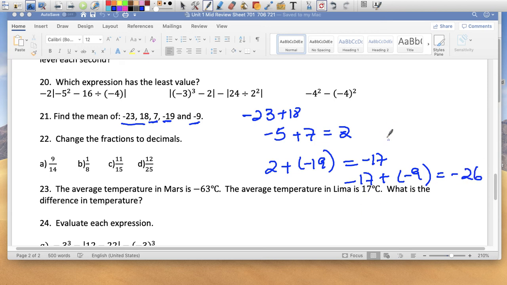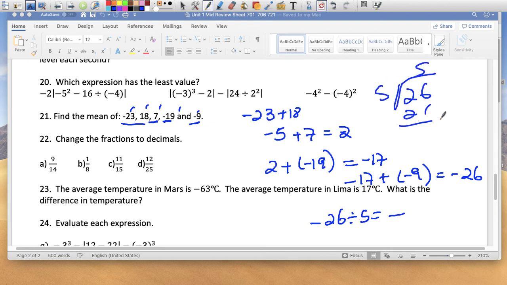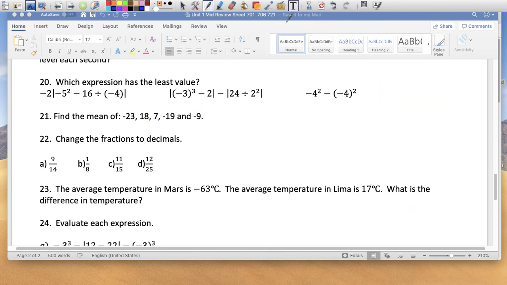Now I'm supposed to find the mean, so I have to divide by 1, 2, 3, 4, 5. So negative 26 divided by 5. It's going to be a negative answer. Sorry, 10, 10, so 5.2. Negative 5.2. Change the fractions to decimals. Yuck.